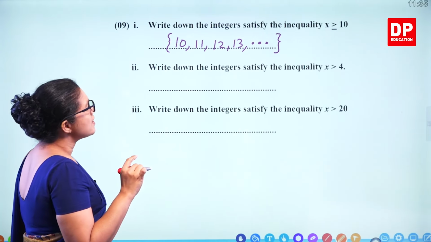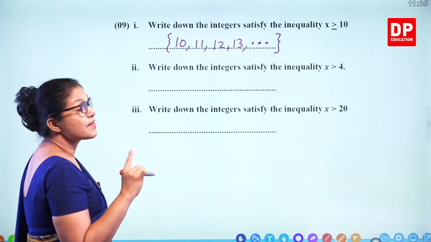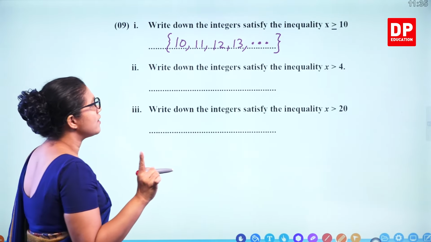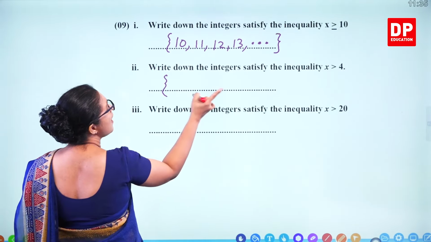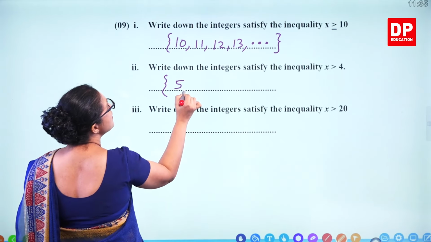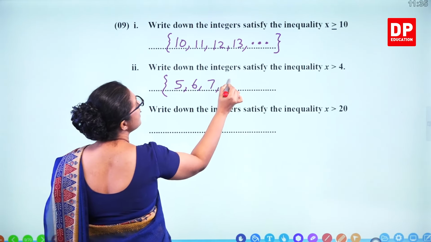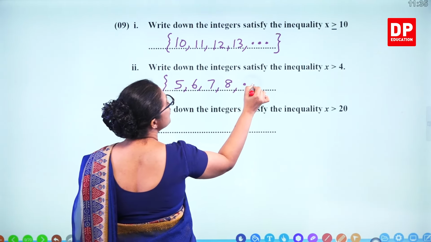Write down the integers that satisfy the inequality X greater than 4. 4 is not included. So you can write 5, 6, 7, 8 like that and put 3 dots.